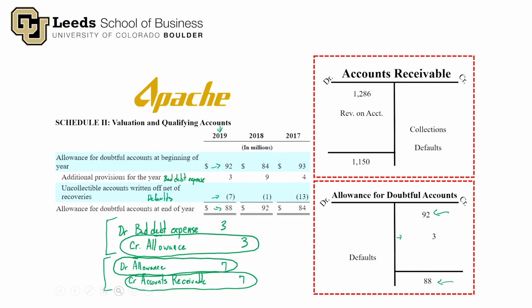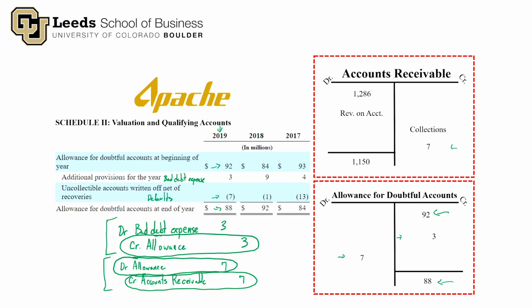So let's do that now. You can see here's the defaults item in the T accounts, and we'll plug those in. So there's a debit to the allowance and a credit to accounts receivable. Okay? So you can see now we've fully filled out the allowance for doubtful accounts T account, and we're getting pretty close on the accounts receivable T account. All we need now is revenue and collections.